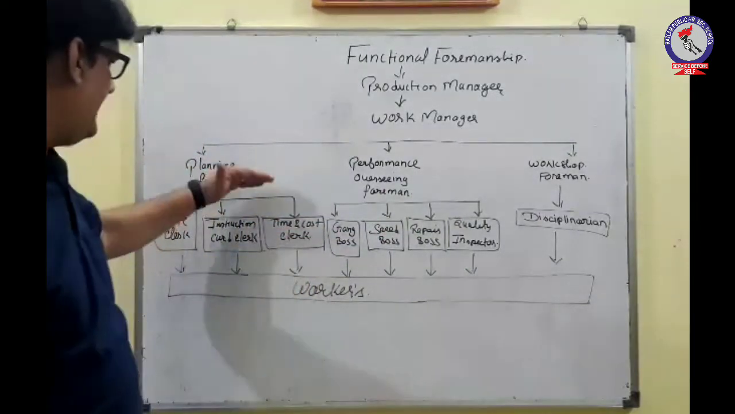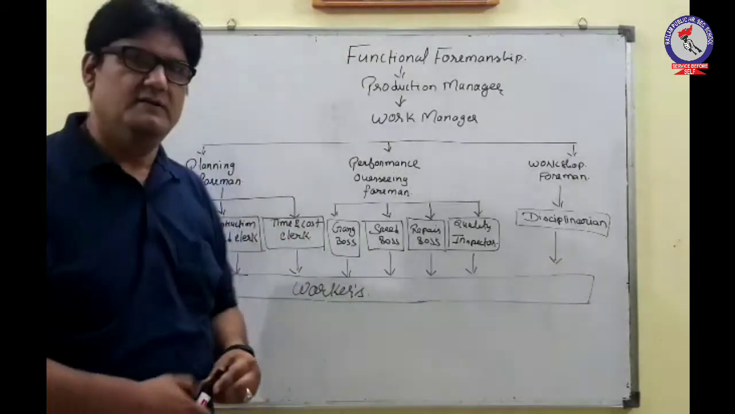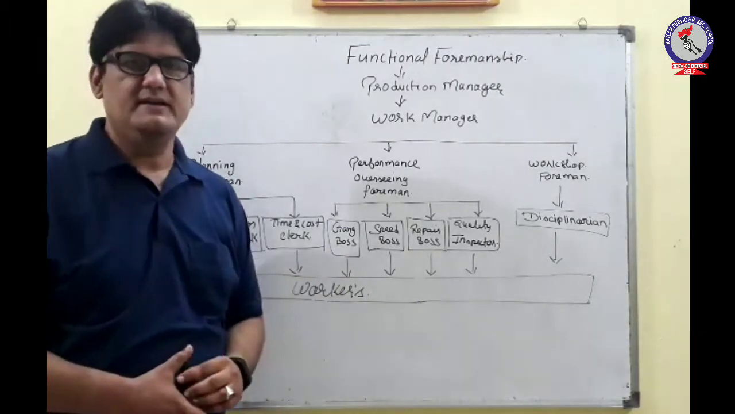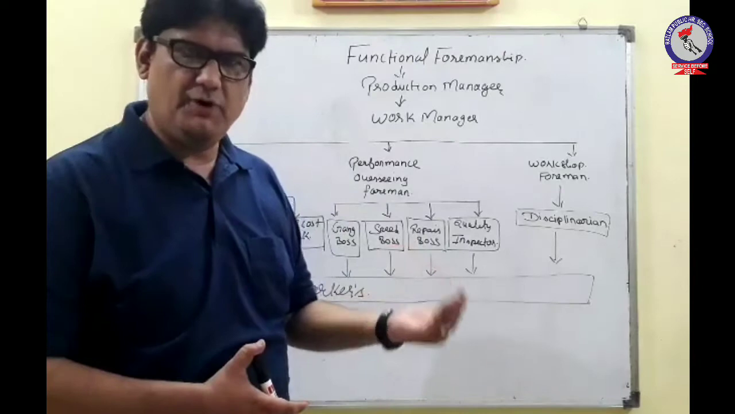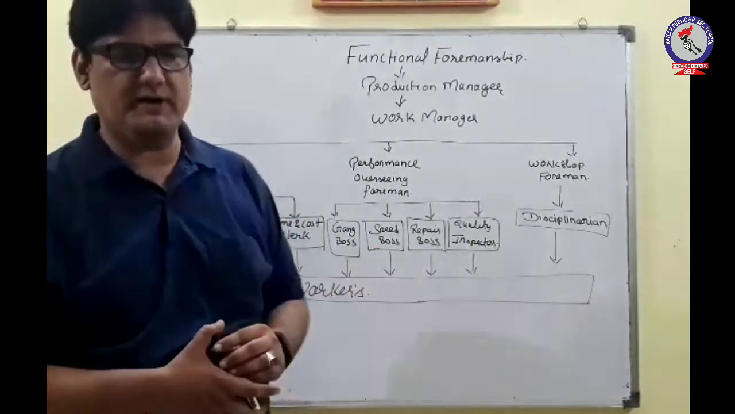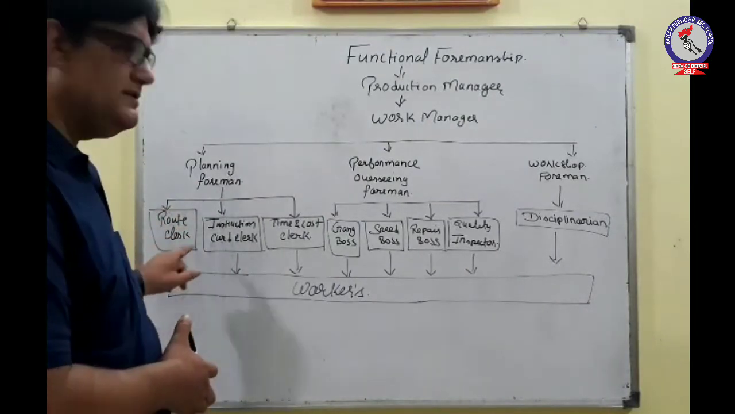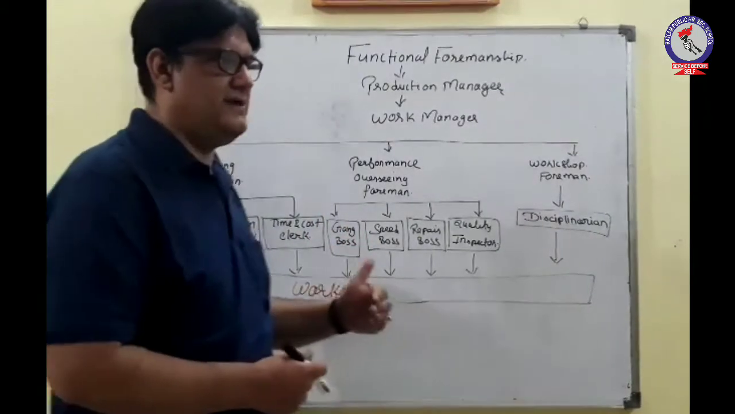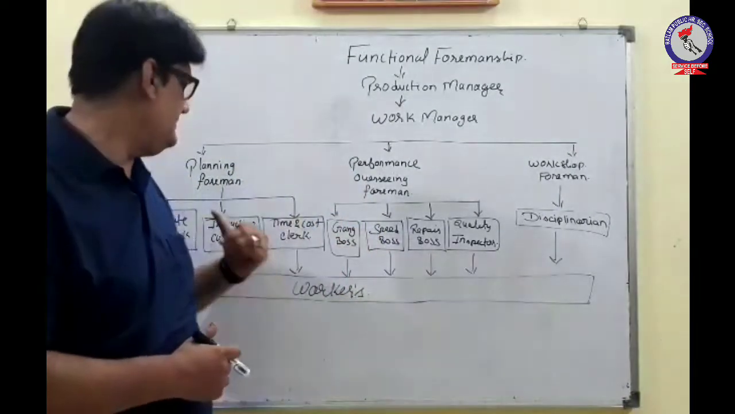In the planning foreman, there are the route clerk, instruction card clerk, and time and cost clerk. What is the work of the route clerk? He will decide the path. He will decide what is to be done and how it is to be done, and for doing that particular work, what are the various inputs required by the employees in the organization. So he is responsible for charting the overall route: where the work will start, when it will end, at what time it will end, and what the various inputs needed are. He will manage each and everything in this route chart.